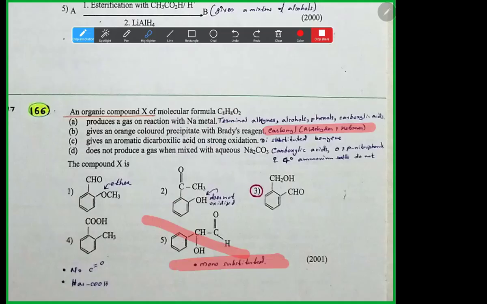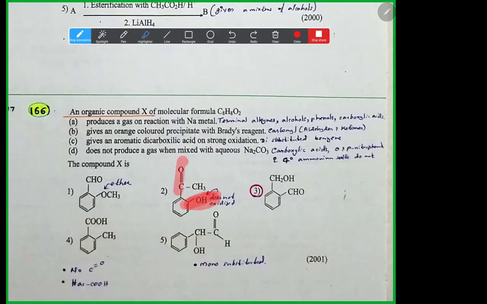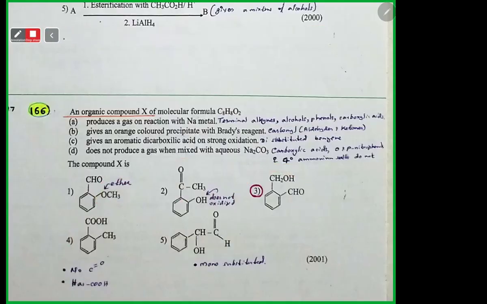Does not produce gas when mixed with sodium carbonate. So it cannot have COOH. No A. B is not producing in this one. And also has COOH, one substituted. And this one, if you oxidize, this part and this part both are supposed to get oxidized, but OH cannot oxidize. Ether is not oxidizing, ether is very inactive. So the only possibility becomes this one, number 3. 166, answer 3.